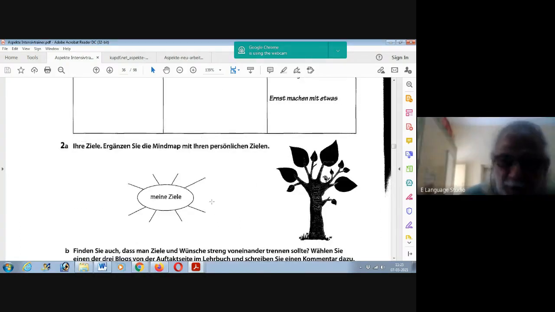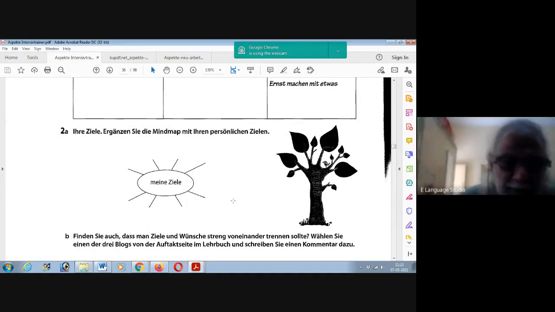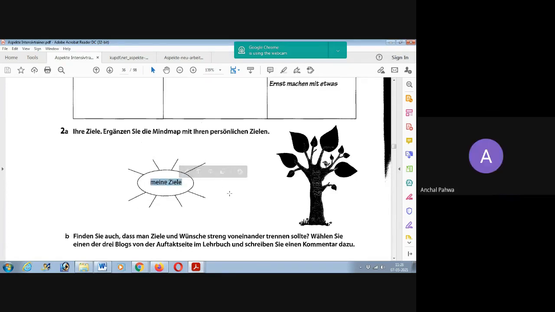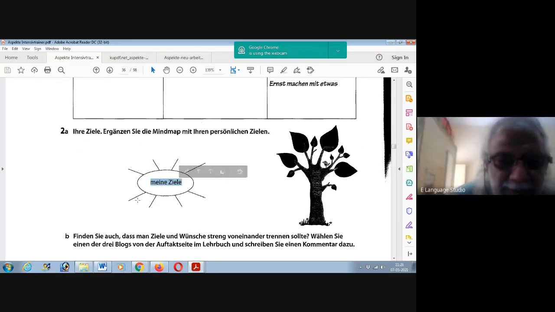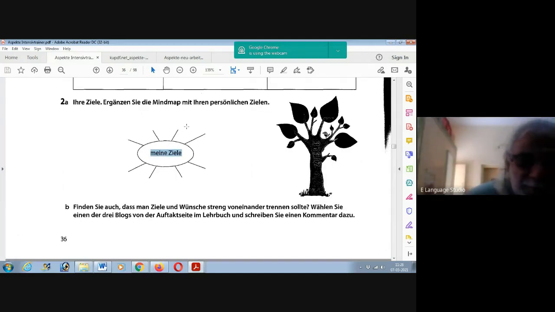Okay, also Mindmap können wir anders machen, an einem anderen Tag, oder darüber kann man auch sprechen. Ihre Ziele, ergänzen Sie Mindmap mit Ihren persönlichen Zielen. This is very, very popular in vielen Firmen, im Unterrichtszimmer. Make a mind map. So you have a keyword here, meine Ziele, and then you start listing out all things under meine Ziele. Can you give me one or two of each, if possible? Persönliche Ziele.